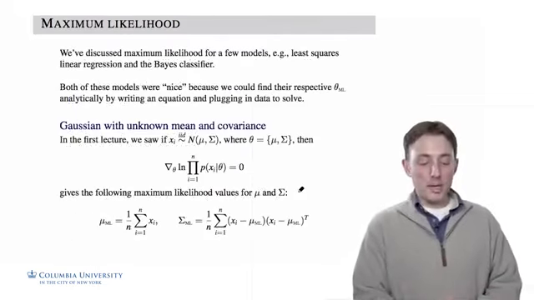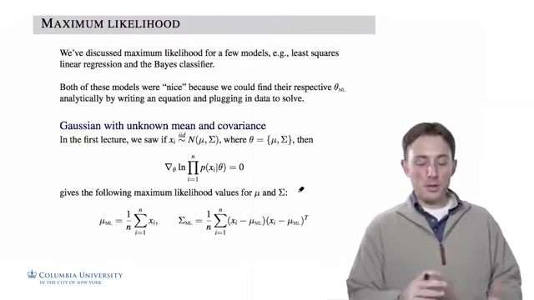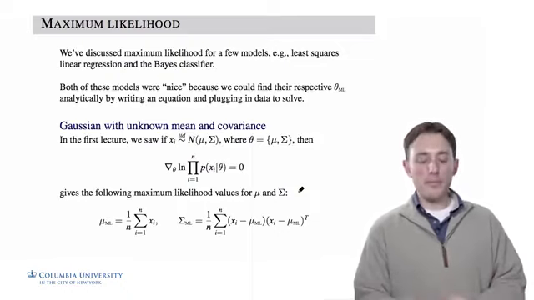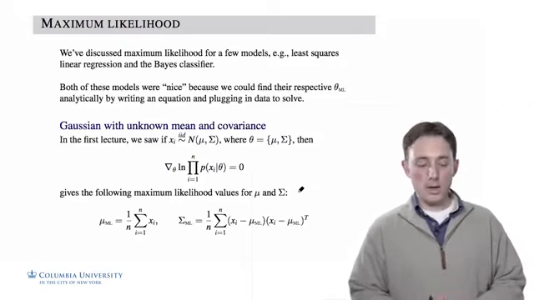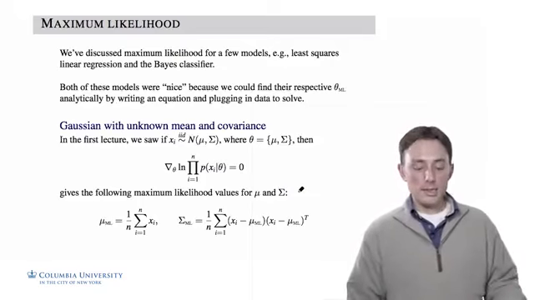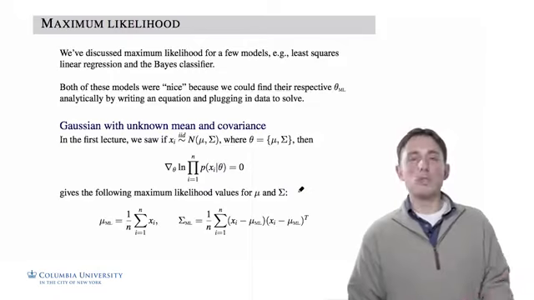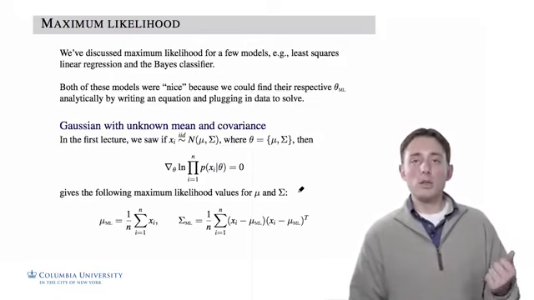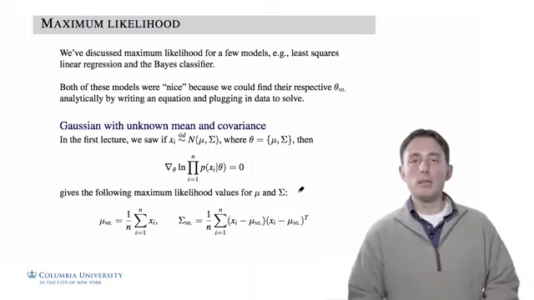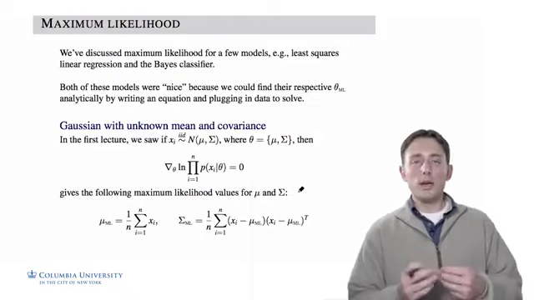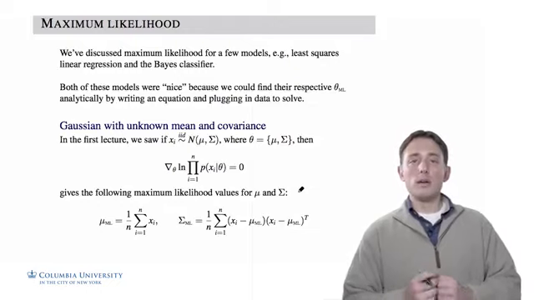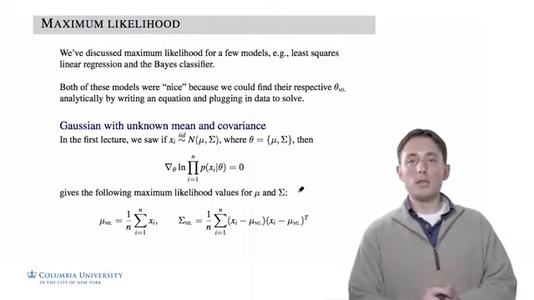We've already discussed maximum likelihood for a few models. For example, least squares linear regression, if we view it as a Gaussian likelihood, and also the Bayes classifier. We saw how that was an instance of maximum likelihood. Both of these models were nice in that we could find their respective maximum likelihood parameter settings in closed form by simply taking derivatives, setting to 0, and solving an equation. And out of that, we would get some equation for the maximum likelihood parameter, where we simply plug in our data and evaluate to solve for the parameter.